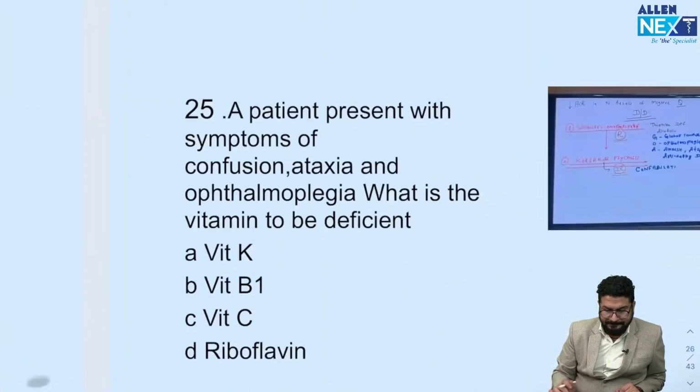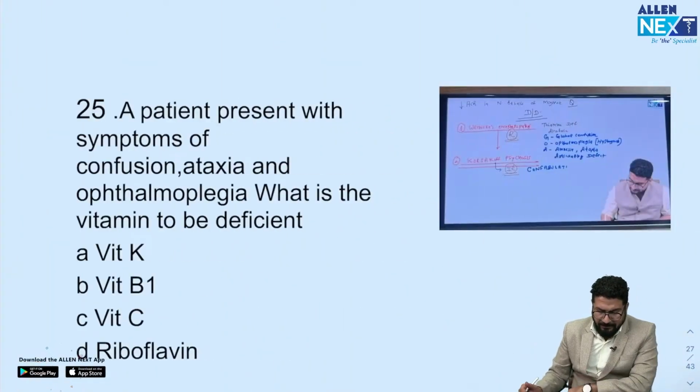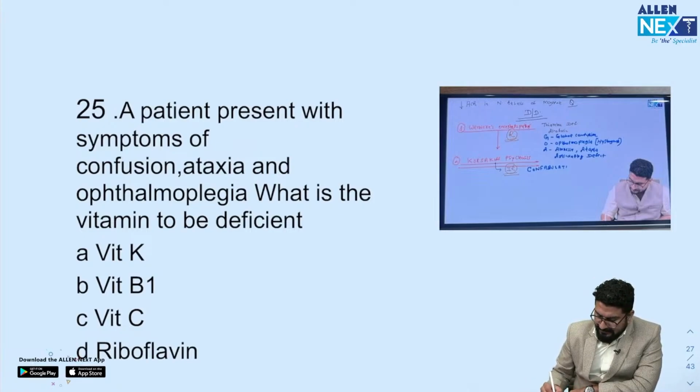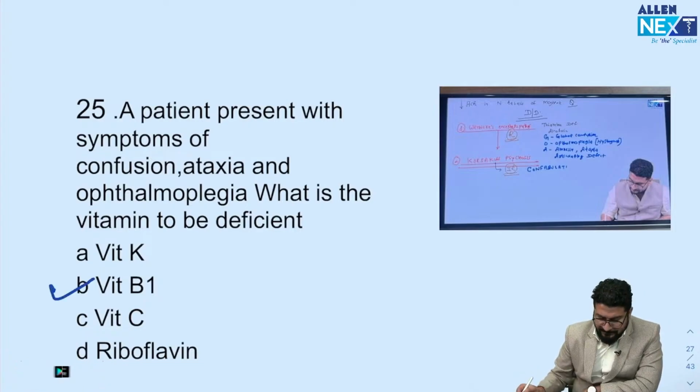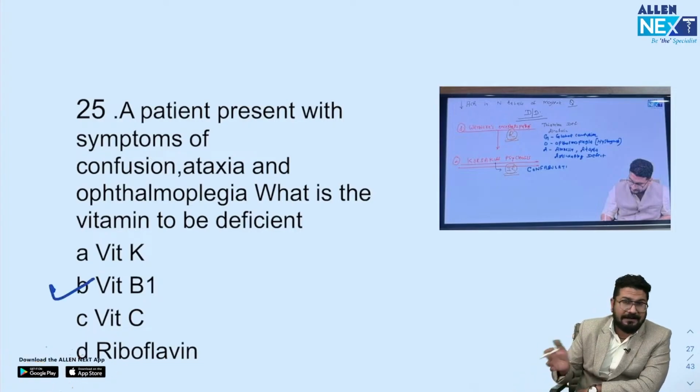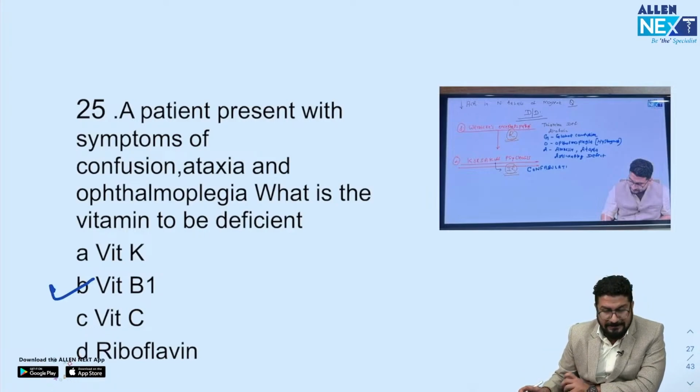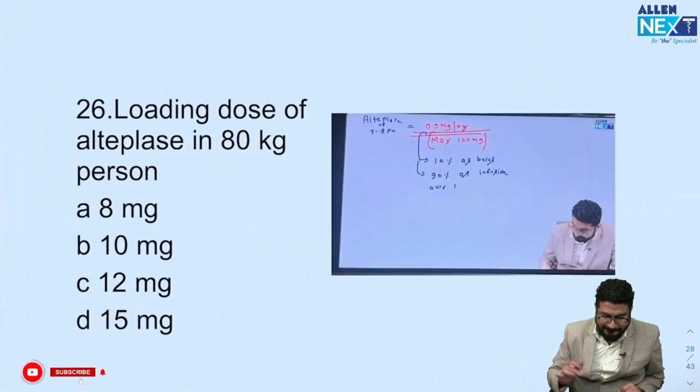Papillary cancer of thyroid. A patient presents with symptoms of confusion, ataxia, ophthalmoplegia. What is the vitamin deficiency? So again, it's the case of Goa. So Goa means you will see thiamine. Thiamine means it is vitamin B1. So this is straight away like a Wernicke's encephalopathy case. So this was asked in the exam, and I think most of you have marked this correct.